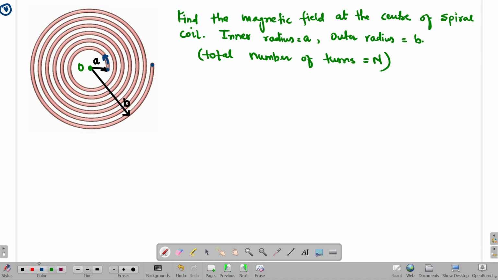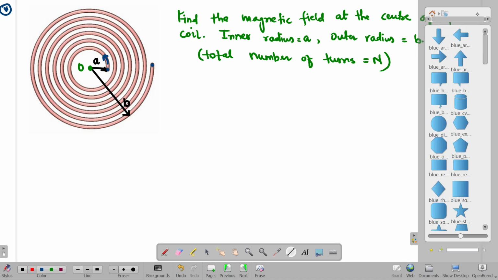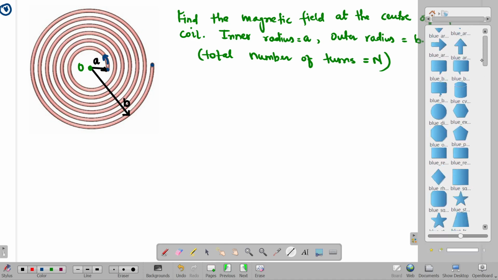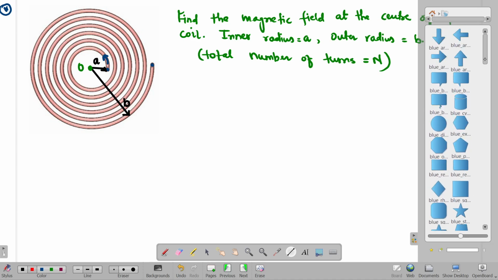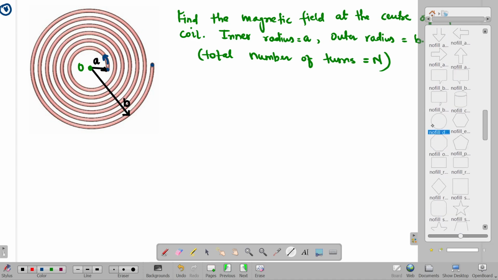Okay, let us understand. Here the problem is, if it is one coil, then people understand it. But the point is, these are infinite coils. We are not aware of how many turns there are. N number of turns is okay, but how many turns there are, we do not know. So the idea is very simple: we'll follow the idea of a ring element.